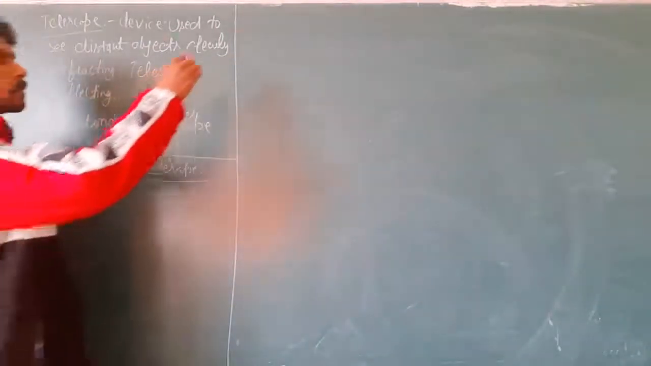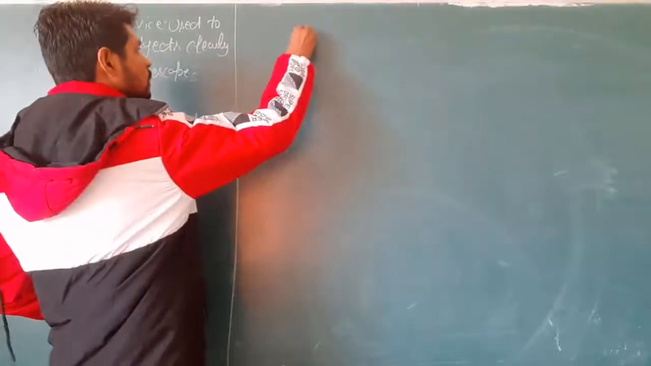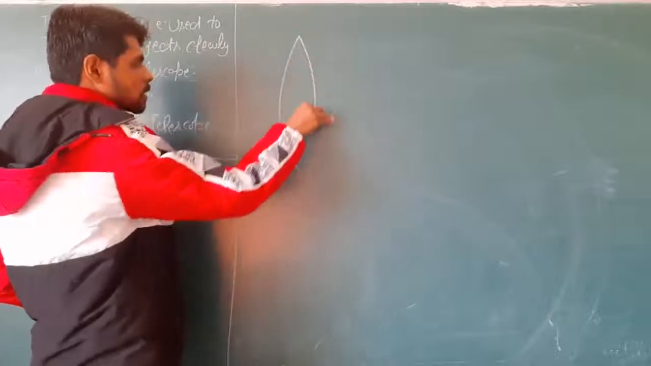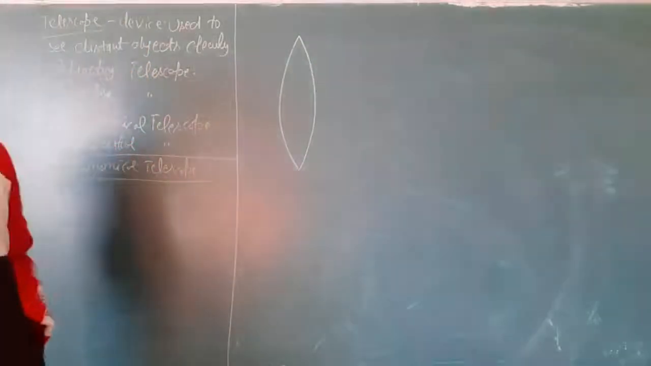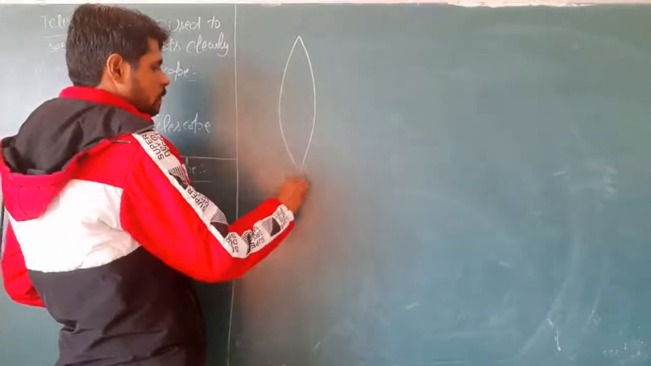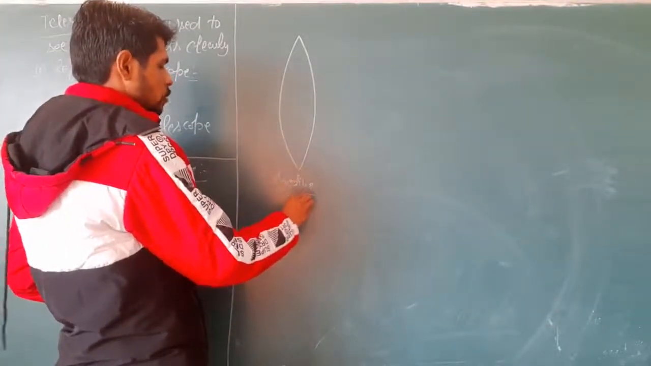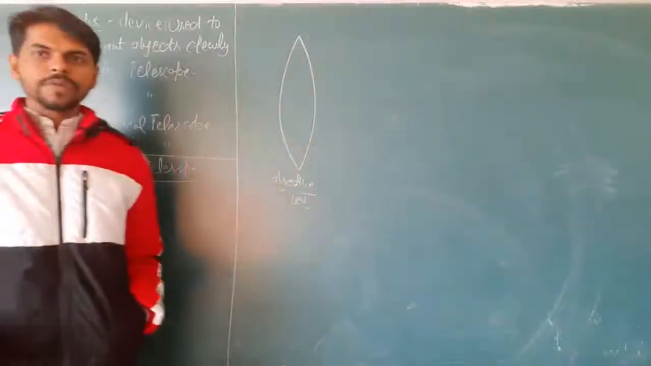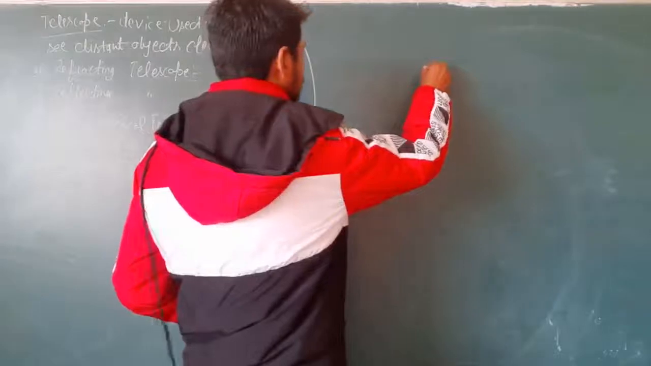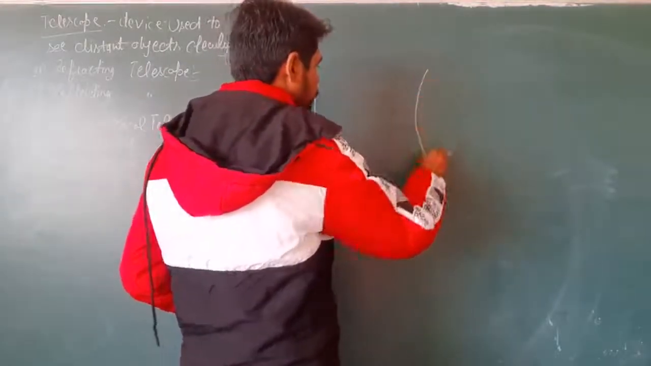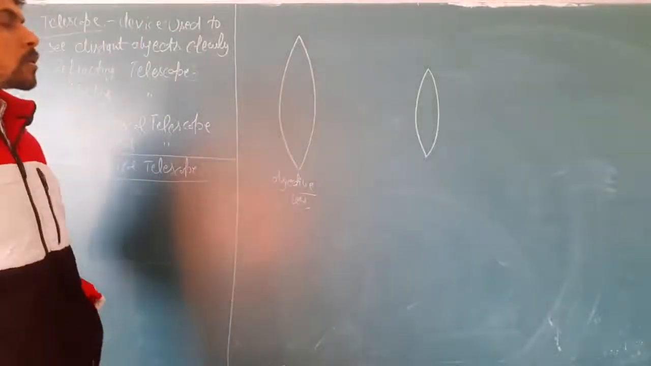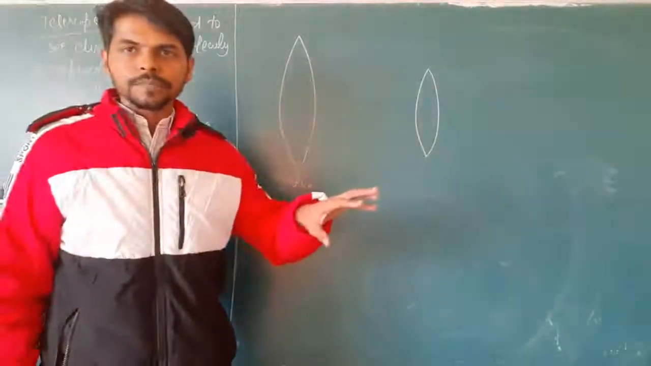I am drawing the diagram over here. One is the objective, of large aperture and large focal length. This is called the objective lens. This is fitted in a tube, and a smaller tube will also be there. Along with this, we have another lens, the eyepiece or eye lens, which is of a short aperture.